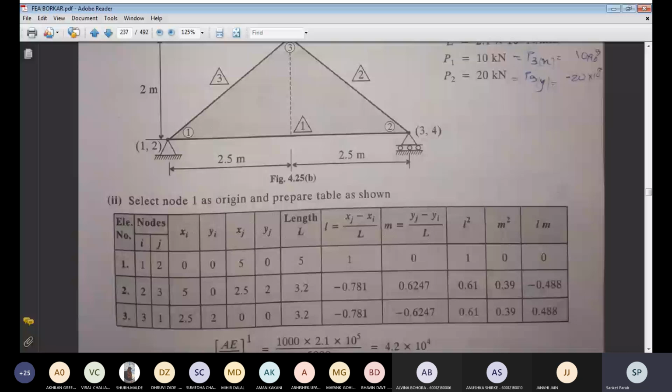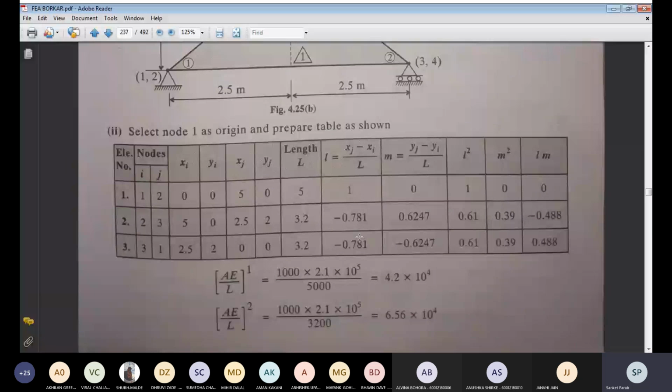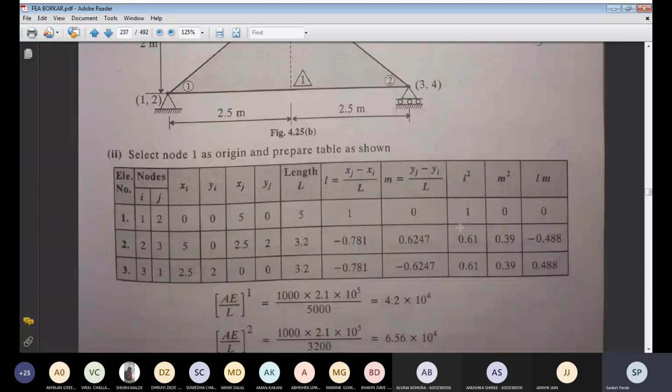So till this point everything is clear. Yes, sir. Okay. Now we are calculating L square, M square, and Lm because in the element matrix equation we have to find out L square, M square, and Lm for all the values, because the element matrix equation for truss is in terms of L square, M square, and Lm. So we are finding out this value for every element, and then we are substituting it over here.